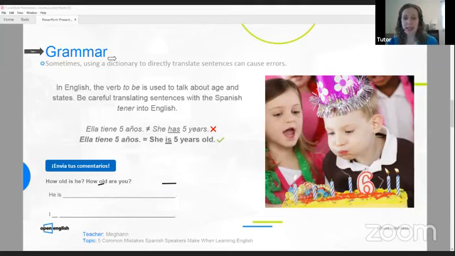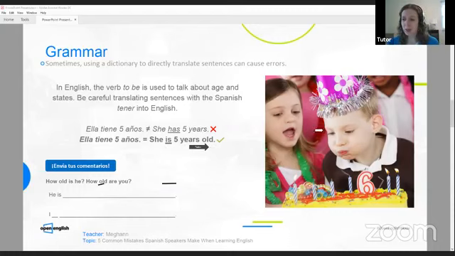Okay, so grammar, grammatica. Sometimes using a dictionary to directly translate sentences can cause errors. In English, the verb to be is used to talk about age, la edad, and states. Be careful translating sentences with the Spanish tener into English. There are situations when Spanish uses tener, but English uses to be. For example, un ejemplo, ella tiene 5 años. In English, the correct translation is she is 5 years old.